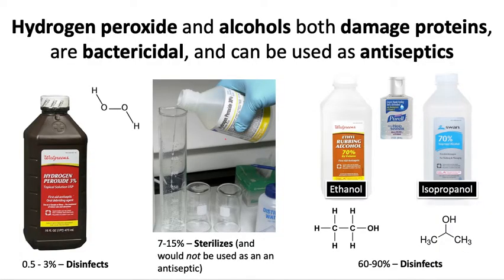All right, peroxide and alcohols also damage proteins. They are also bactericidal. Now we're moving on to things that can be used as antiseptics. Hydrogen peroxide at a low concentration, like the kinds you buy in the store, has a very low concentration. This type of hydrogen peroxide can be used to disinfect, and yes, we can use it as an antiseptic.